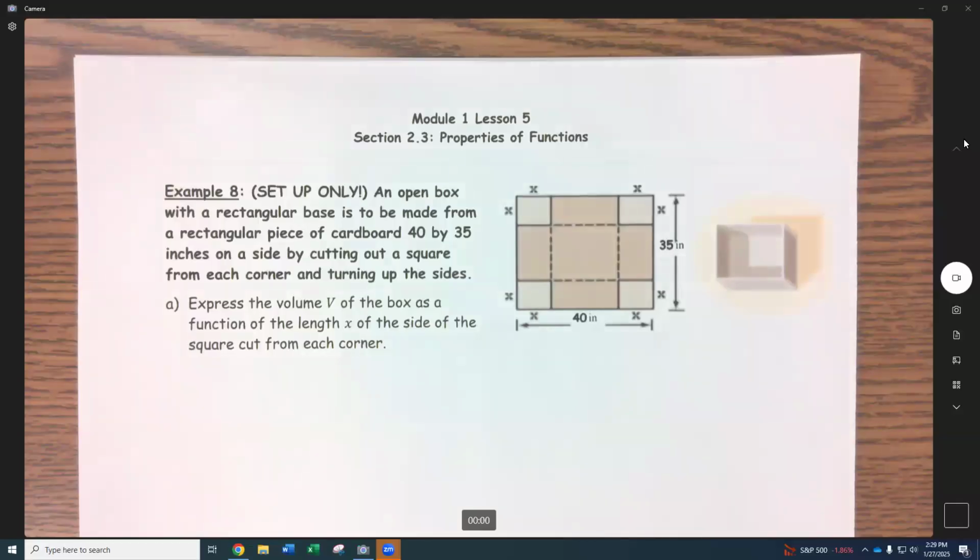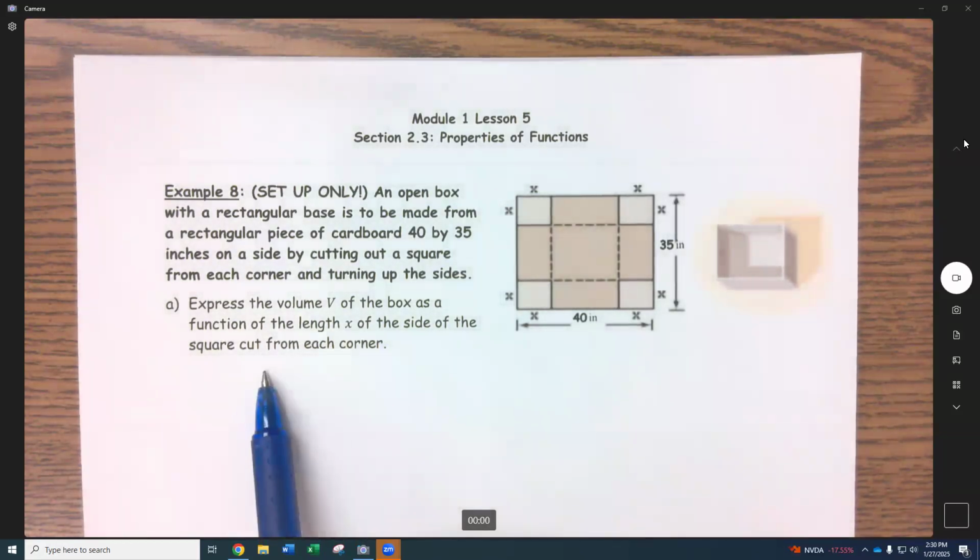Our last example is we're only going to set up this problem. It's to help you with MyMathLab. And so in MyMathLab, you're going to see a problem like this. It says, an open box with a rectangular base is made from a rectangular piece of cardboard, 40 by 35 inches, and on the side by cutting out a square from each corner and turning up the sides.